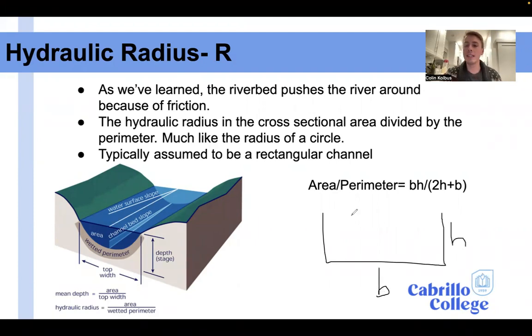And so area is base times height. And then our perimeter is two heights, so there's one on one side and one on the other side, plus our base length. So 2h plus b. And you divide those by each other. So area divided by perimeter, bh divided by 2h plus b, gets you your hydraulic radius.